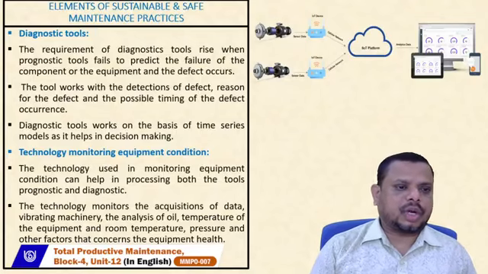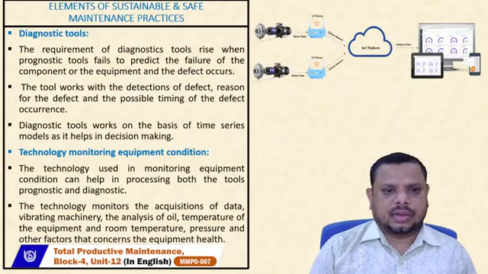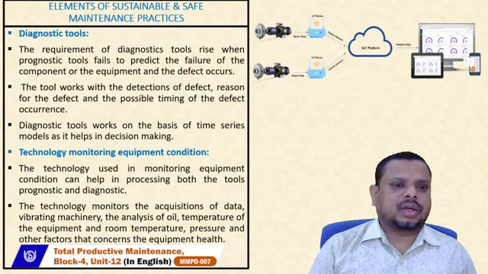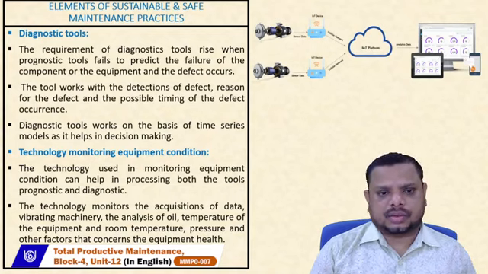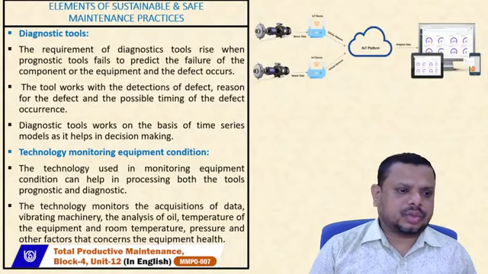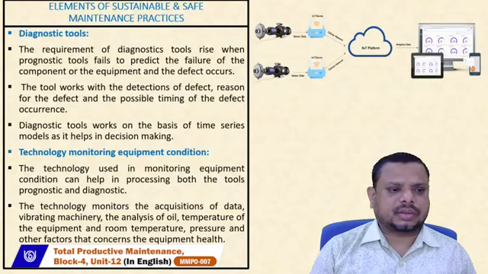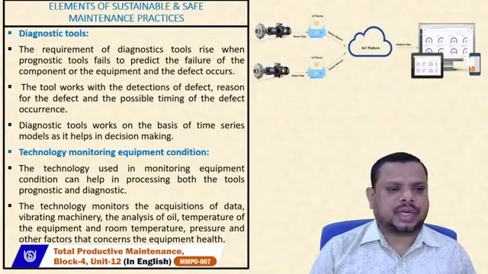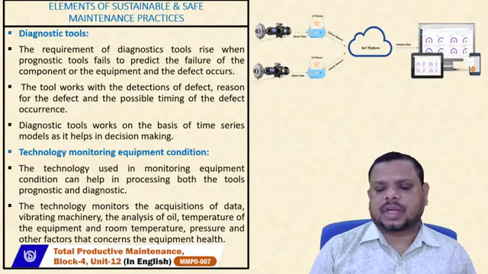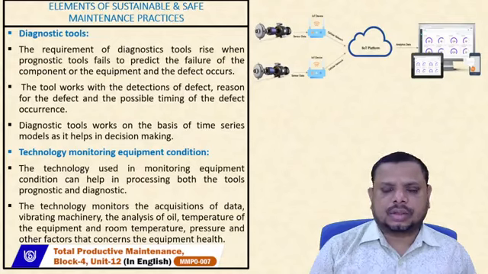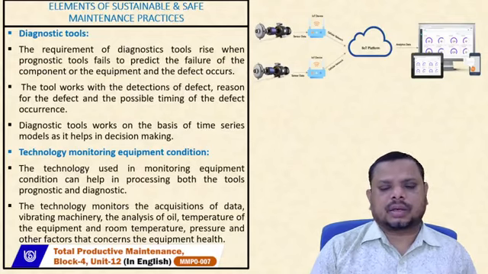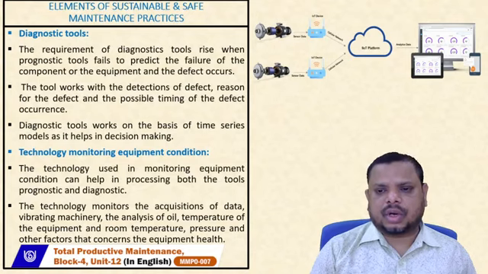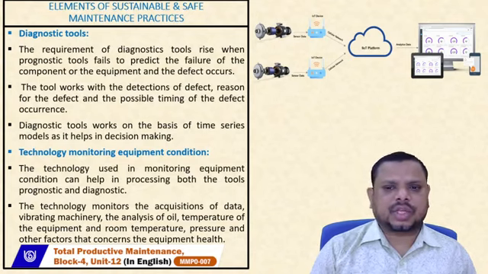So if you go to point number 1, the requirement of diagnostic tools rises when the prognostic tools fail to predict the failure of the component or the equipment and the defect occurs. This is point number 1. And if you go to point number 2, the tool works with the detection of defects, the region of defects, and the possible timing of defect occurrence. And the third important point is that most of the diagnostic tools work on the basis of time series models, and it helps in decision making. So the basic objective is that when the prognostic tool or identification tool fails, these tools are basically used.